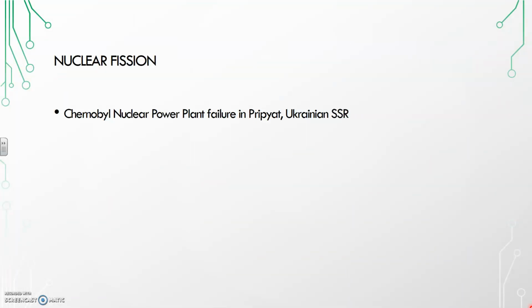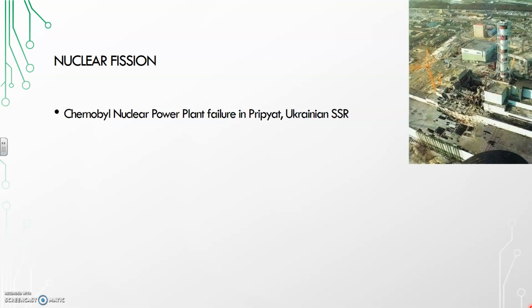When you talk about nuclear fission and power plants, you always have to talk about the worst power plant failure to ever take place. It actually happened at the Chernobyl nuclear power plant in Pripyat, Ukraine, in the former USSR. So this is an image of the reactor, the power plant. It had a meltdown.